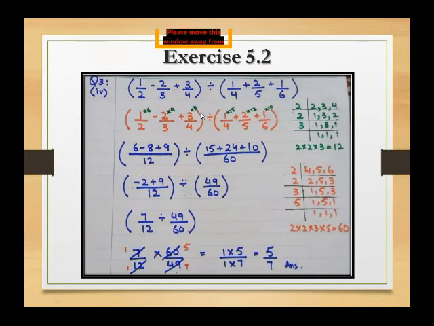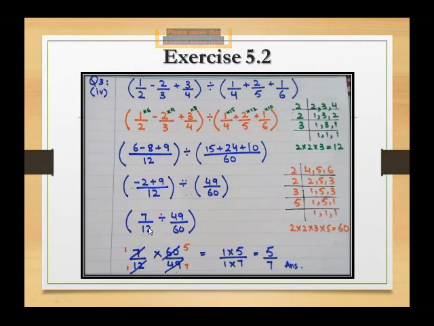Now 6 minus 8 plus: when you subtract 6 from 8 you will get 2, and 8 is greater, so we use the sign of the greater number, that is minus, so minus 2 plus 9 upon 12. Now all three numbers are plus: 15, 24 and 10. When you add these three numbers you will get 49 upon 60. Plus minus minus, when you subtract 2 from 9 you will get 7.